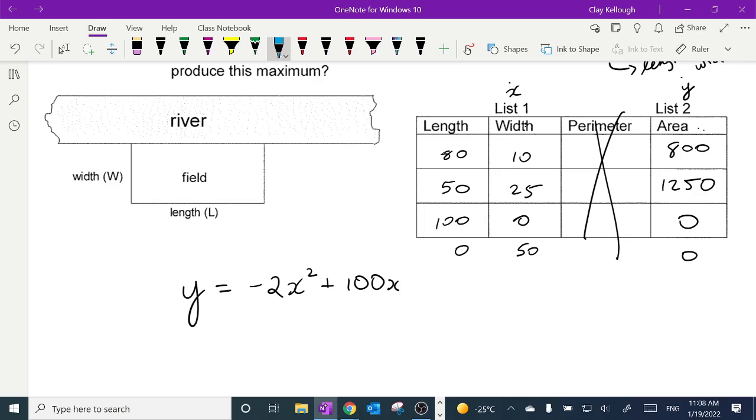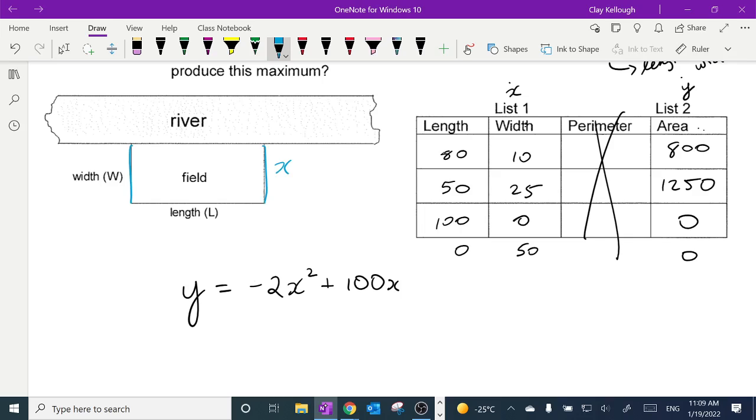No matter what happens to width, you take that number, double it, and subtract it from 100, and you get length. Right? How did I get this 80? I went 20 minus from 100. How did I get this 25? I went 50, because I doubled it, and minus from 100. Why am I doubling it? Well, because there's a width on this side and a width on this side.